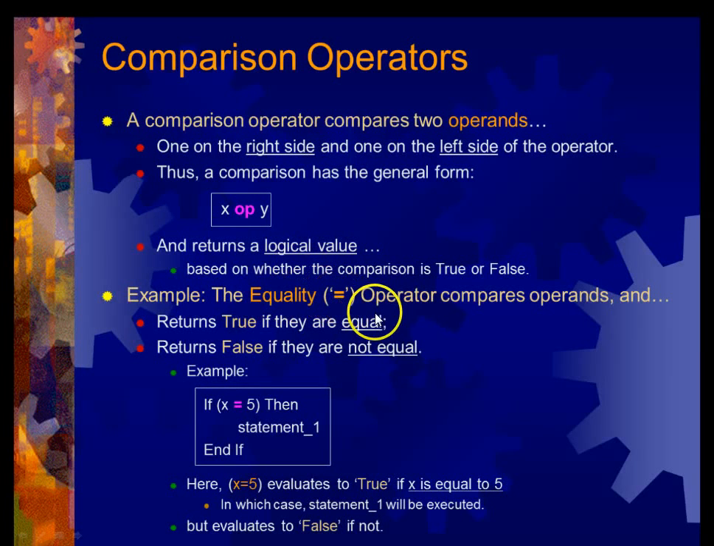Example, the equality operator compares operands and returns true if they are equal and false if they are not. So if x equals 5, then do this. So here, x equals 5 evaluates to true if x is equal to 5, in which case statement 1 will be executed, but evaluates to false if not. Any questions about that? Of course you all understand this, but you have to get used to the language we're using, like logical value.